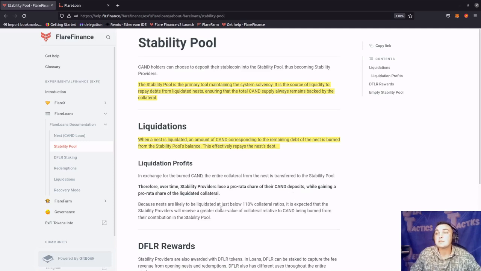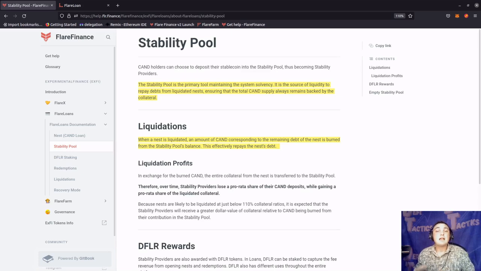Because nests are likely to be liquidated at just below 110% collateral ratios, it is expected that the stability providers will receive a greater dollar value of collateral relative to the Canary Dollar being burned from their contributions in the stability pool. So what does this mean? This means that since the collateral being sent to the stability pool in exchange for the Canary Dollar being burned is just under 110%, there should be an expectation to earn about 9.5% over the amount of Canary Dollar that was burned.